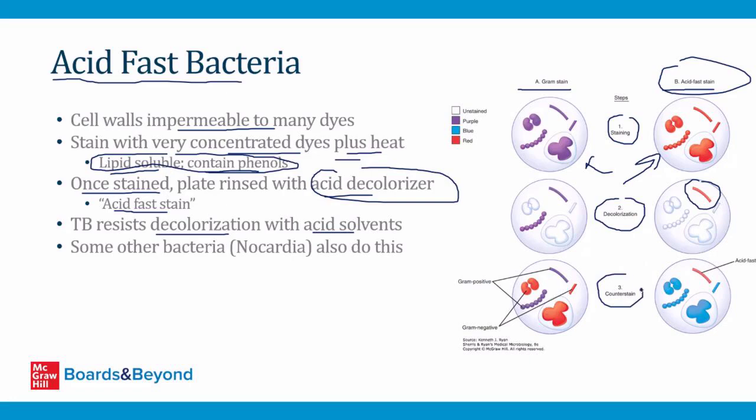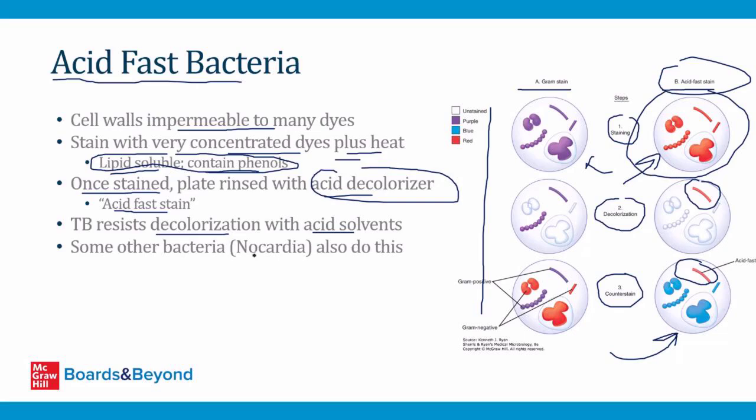Then you can apply a counterstain, and you will be able to see the acid-fast bacteria, which will have a different appearance compared to other bacteria which can pick up the counterstain. And this is very similar to what's done for a Gram stain, which is depicted here. The main difference is that you use these special, very concentrated dyes plus heat in order to get the bacteria to pick up the stain in the first step.